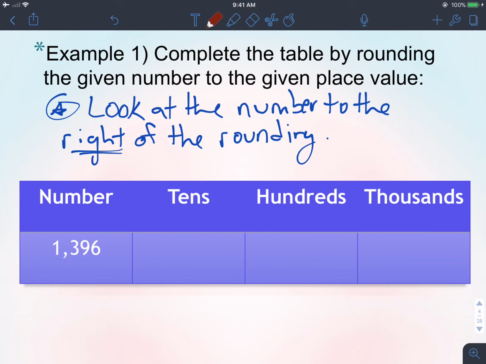One of the questions you get in the homework is you get a table. The number is 1,396. I have to round that to the nearest 10. So I look at the 9. To the right of that is a 6. Oldest saying in the book, 5 and above, give it a shove. 4 and below, let it go. So I have to give it a shove.